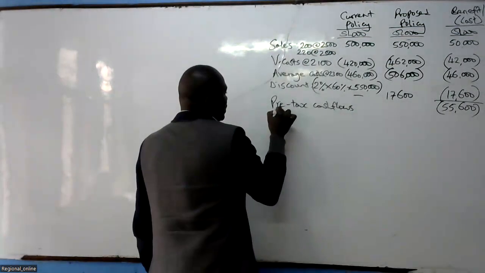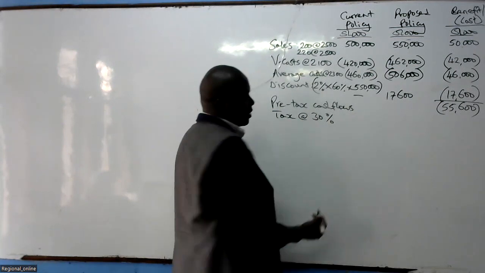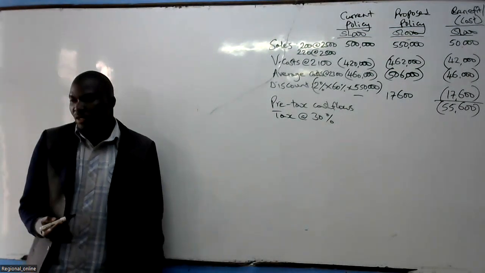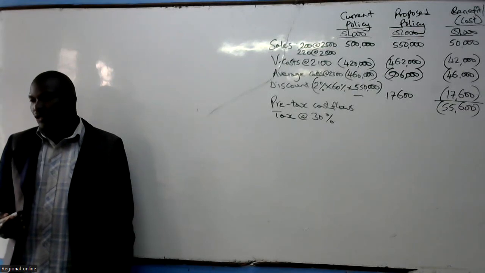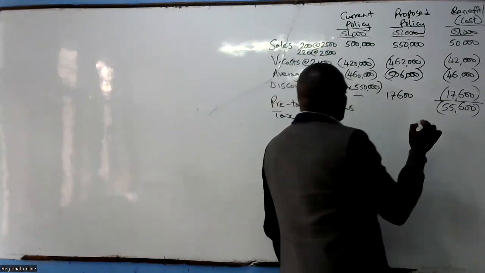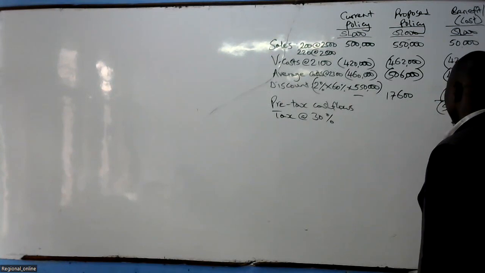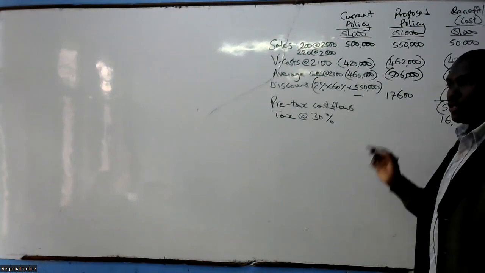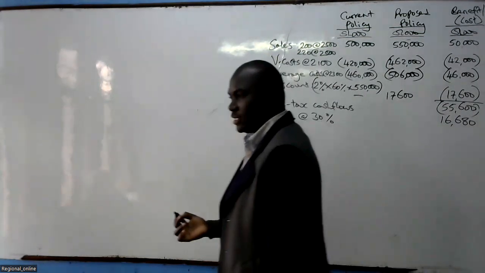Then we take care of tax. Tax is how much? So in finance, if it's a negative, you save tax. If it's a positive, you pay tax. So 30% of 55,600 is 16,680. That is a positive, you don't deduct it. It's a negative, we save tax. If it were positive, we would pay tax. Paying is a cost, saving is a benefit.